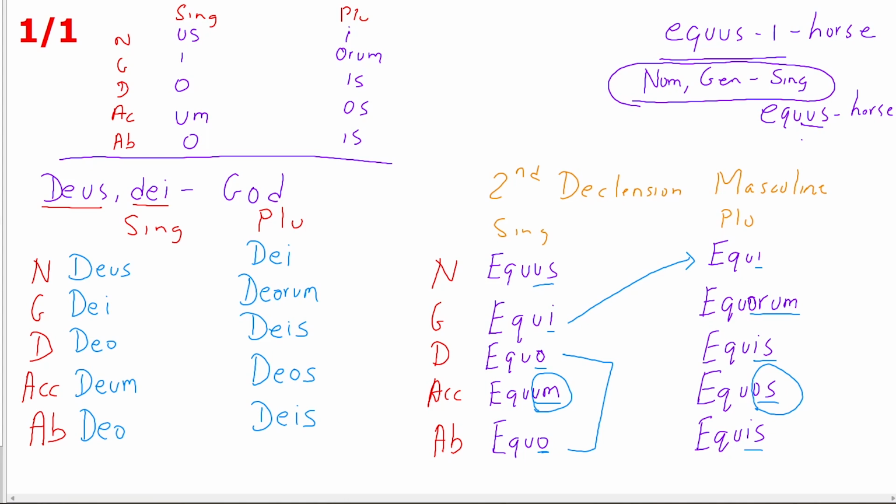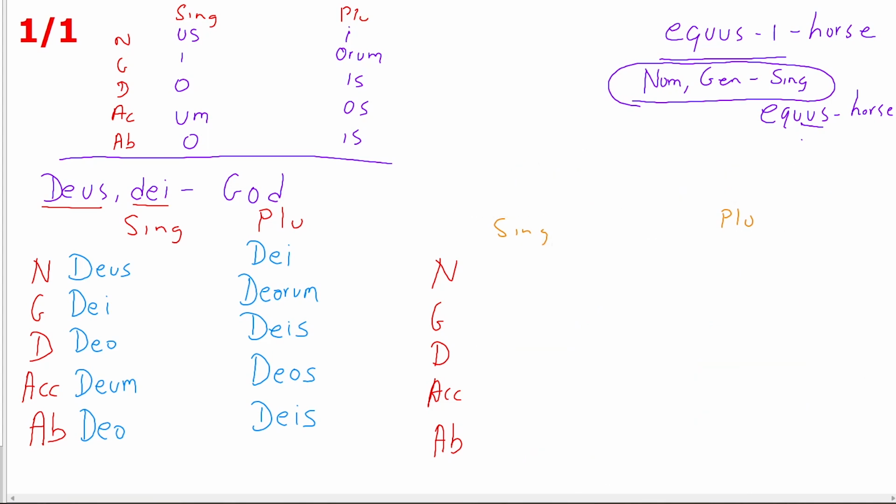Okay, now take another example. This time we'll take a look at the word campus, campi, which means plain or open space. Okay, campus, campi.